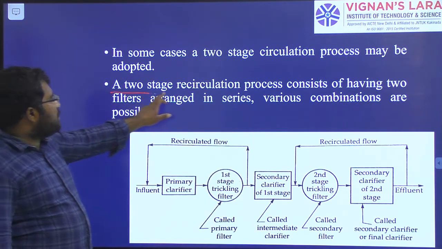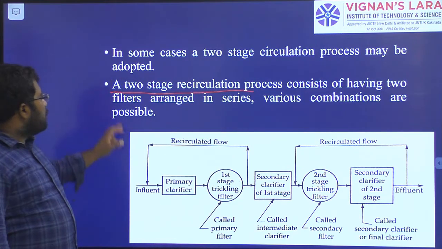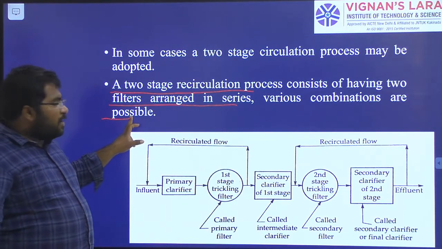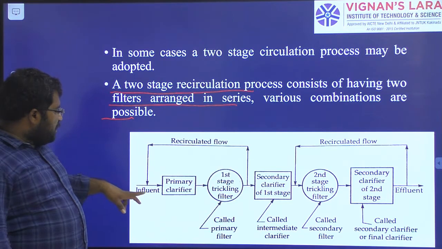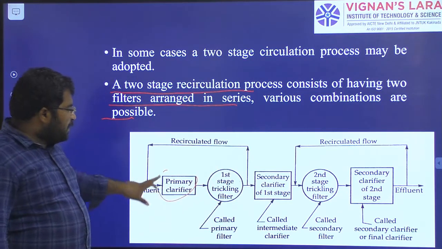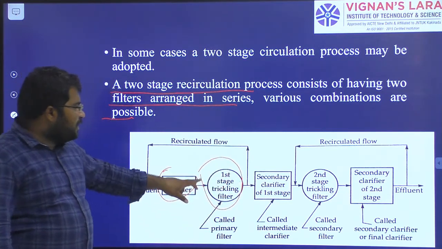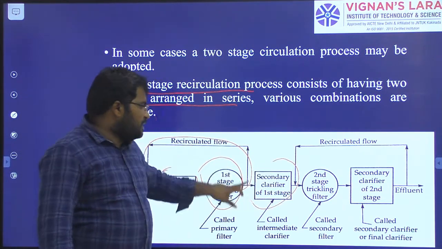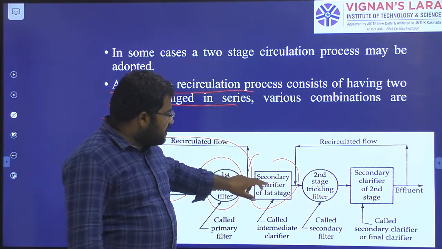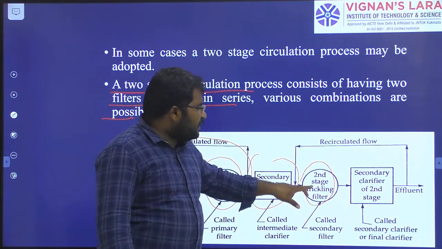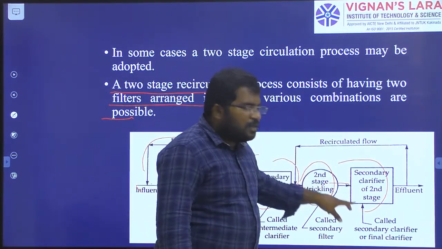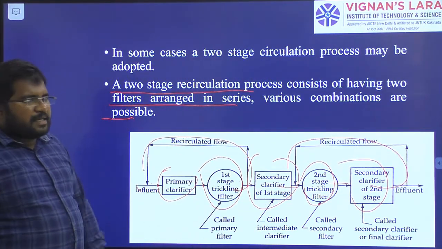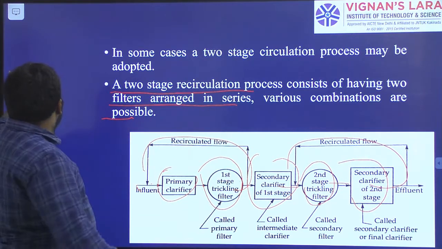Next, in some cases a two-stage recirculation process may be adopted. A two-stage recirculation process consists of two filters arranged in series, so various combinations are possible. Here we can see influent coming through the primary clarifier. We have the first stage trickling filter, and after this we again have recirculation. Then we have the secondary sedimentation tank of the first stage. From here we have the second stage trickling filter, then the secondary clarifier. From the secondary clarifier also it is brought back to the second stage. Like this we have two stages here.